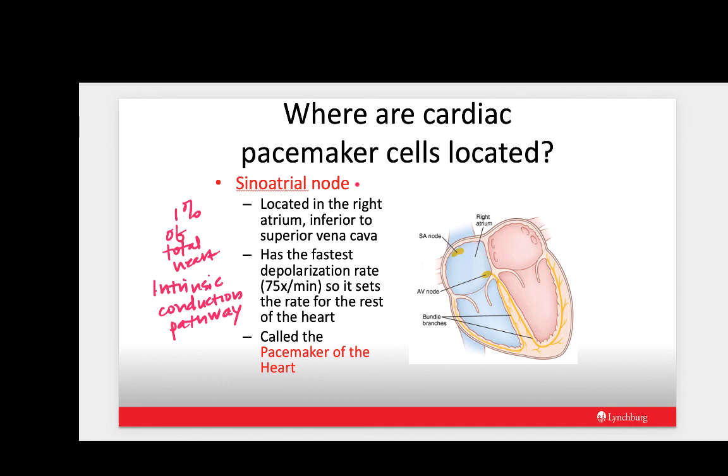So the first area where these cardiac pacemaker cells are located is the sinoatrial node, otherwise known as the SA node. And this is going to be located here. It's in the right atrium. It's just below where the superior vena cava is going to dump into that right atrium. And pacemaker cells in the SA node have the fastest depolarization rate. So this is actually what we call the pacemaker of the heart. It's going to set the pace because these cells depolarize the fastest.